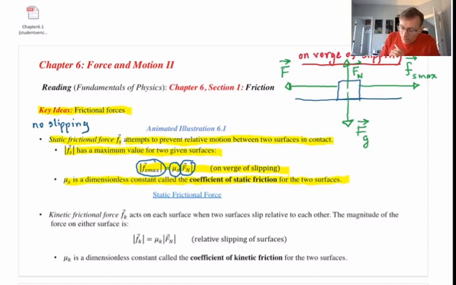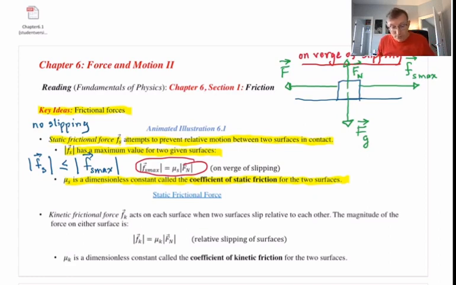So everything we need to know about the static frictional force is more or less encapsulated in two ideas. That the magnitude of F static will be less than or equal to the magnitude of F static max. F static can never exceed Fs max, and it will be whatever it needs to be, less than Fs max, to satisfy Newton's second law. And there's a nice simple formula for the magnitude of Fs max right there, and we need to be able to use it. Okay, so that's the situation with static friction.